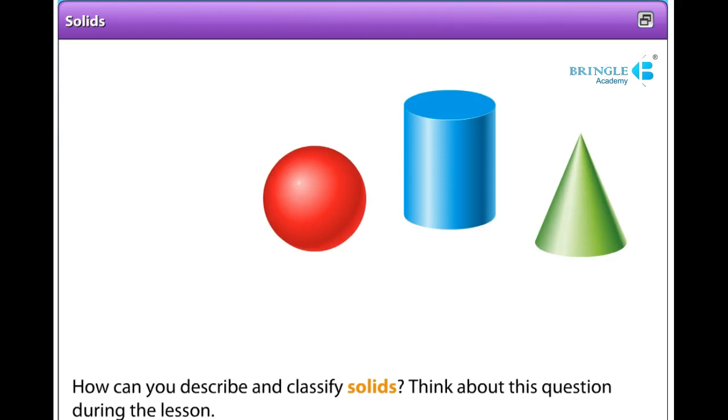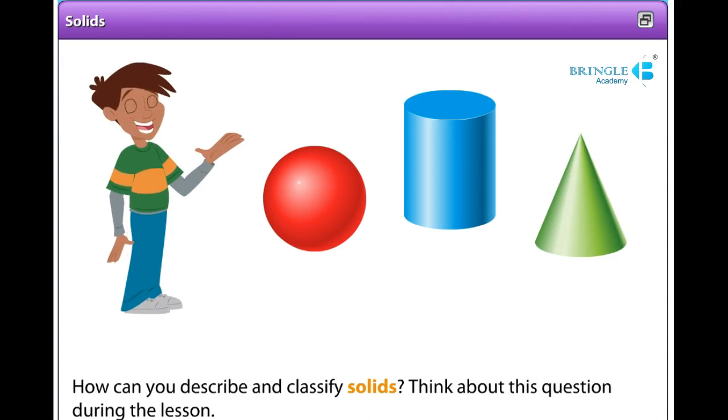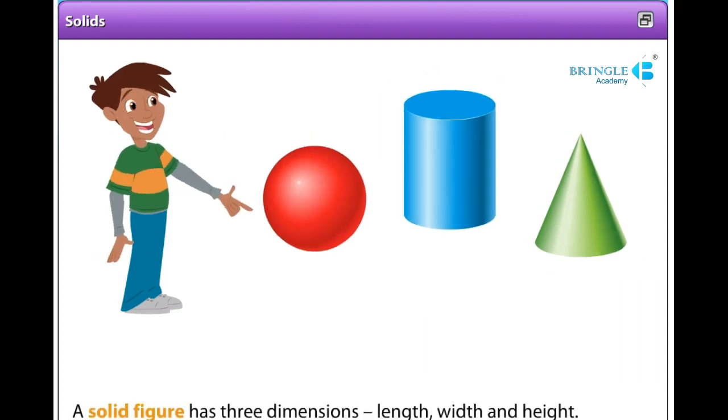How can you describe and classify solids? Think about this question during the lesson. A solid figure has 3 dimensions: length, width, and height.